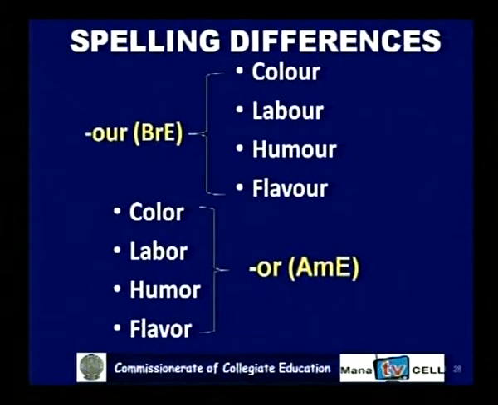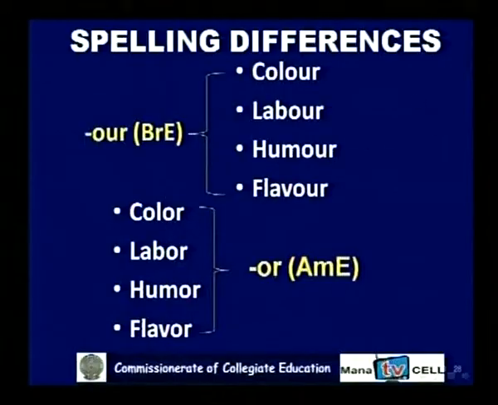So, my students many times express this question: which is correct, whether we should continue with the -OUR spelling, or ignore it, or go for -OR. Generally, because we are using British English, we type it as COLOUR rather than COLOR. In the same manner, here you can see LABOUR and LABOR, HUMOUR and HUMOR, FLAVOUR and FLAVOR. That is the difference between British and American spelling.